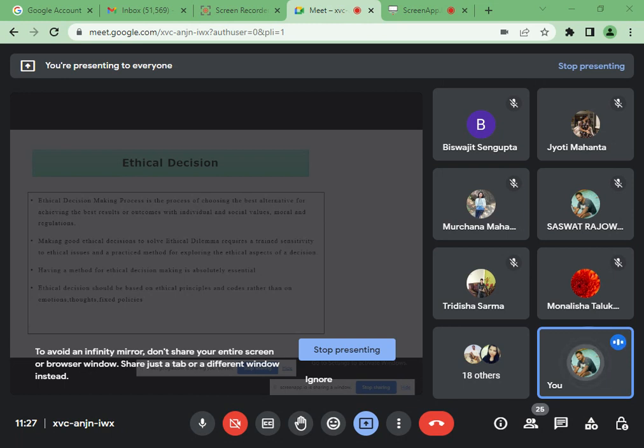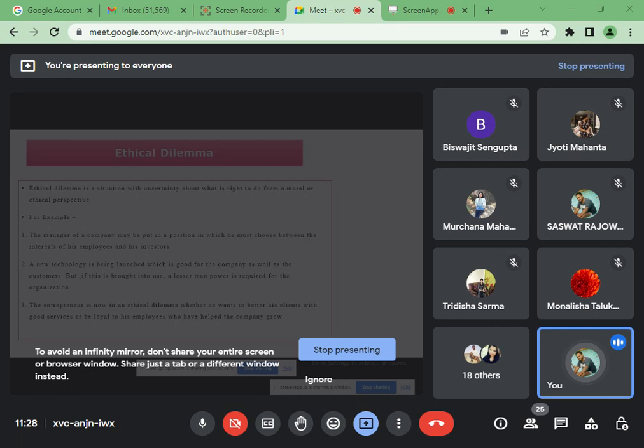requires a trained sensitivity to ethical issues and a practiced method of exploring the ethical aspects of a decision. Having a good method for ethical decision making is absolutely essential. It is most essential to make the ethical decision first. So an ethical decision should be based on ethical principles and codes, regarding emotion, thoughts, and fixed policies.